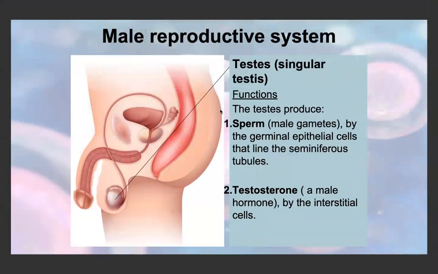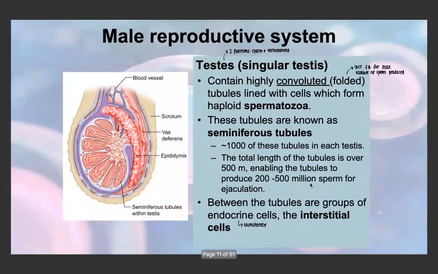The functions of the testes are, again, twofold. Firstly, they must produce sperm, which is the male gametes, and these are produced by the germinal epithelial cells lining the seminiferous tubules. The second function is to produce testosterone, produced by the interstitial cells, which are found in between the seminiferous tubules.